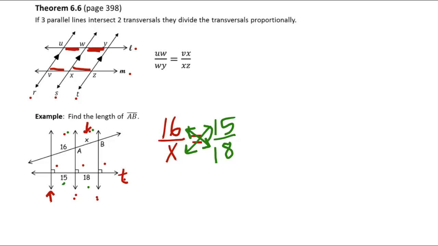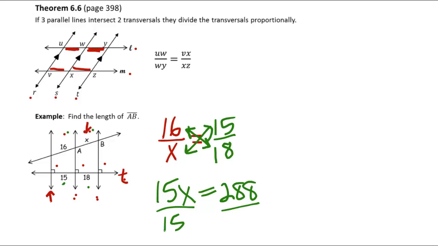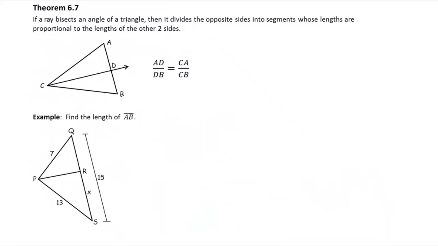I'm going to do 15 times x, so 15x is equal to 16 times 18. And 16 times 18 is 288. Now we divide both sides by 15. And my x equals 19.2. And so that piece x has to be 19.2 for those to be equal ratios and be in the same proportion. Okay, the last theorem, 6.7.